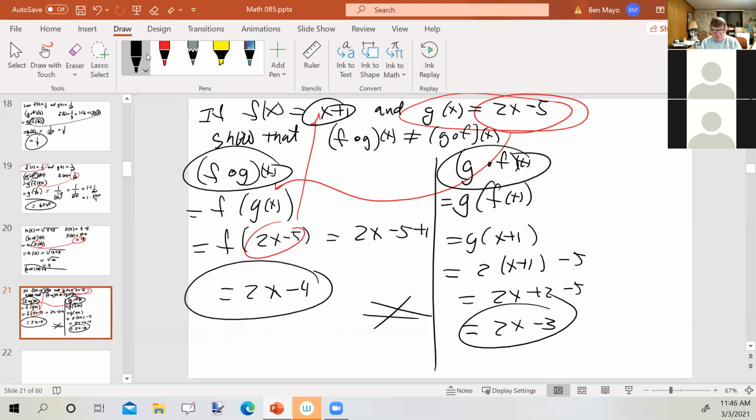Okay, anyway, so in general, composition is not commutative. f composed with g in general does not equal g composed with f. But as I say, tomorrow we'll look at some cases where that is true. Any questions?